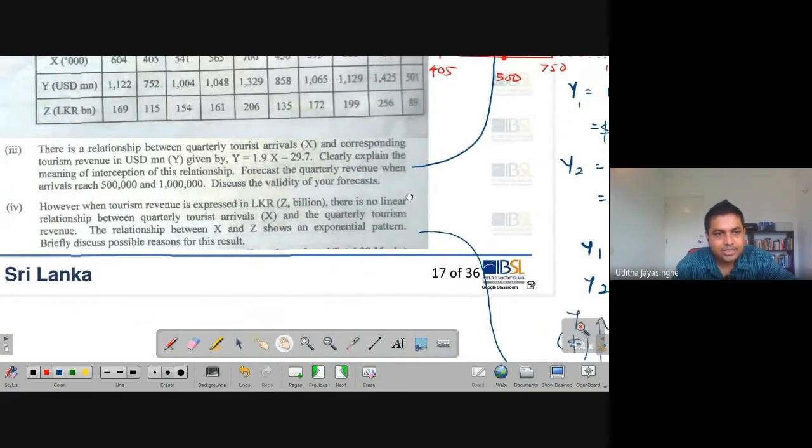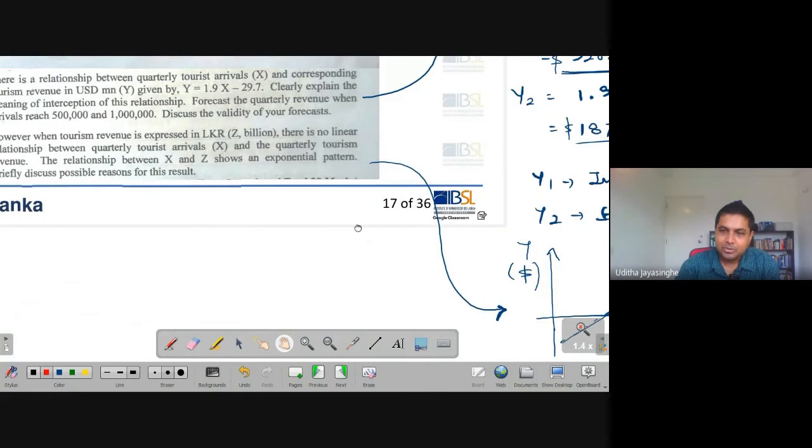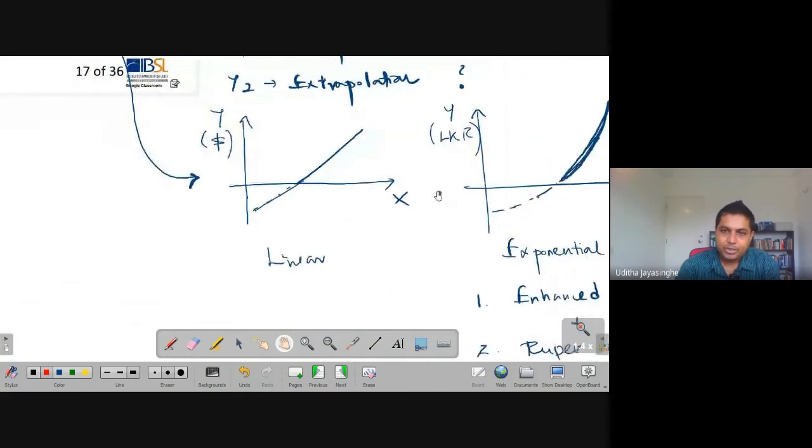All right. Next question. However, when tourism revenue is expressed in LKR, is it billions? No, rupees. There is no linear relationship between quarterly tourist arrivals and the quarterly tourism revenue. The relationship between X and Z shows an exponential pattern. Briefly discuss the possible reasons for this result. Now, I put it in a line to explain it to you.